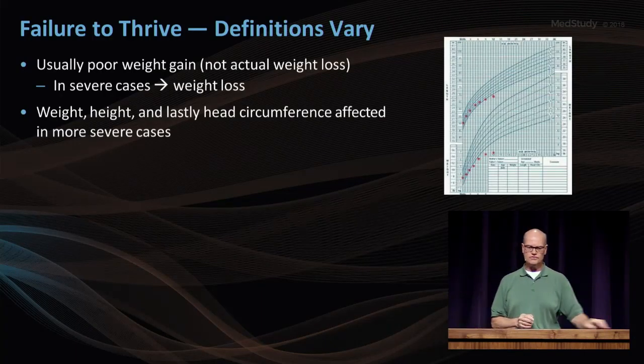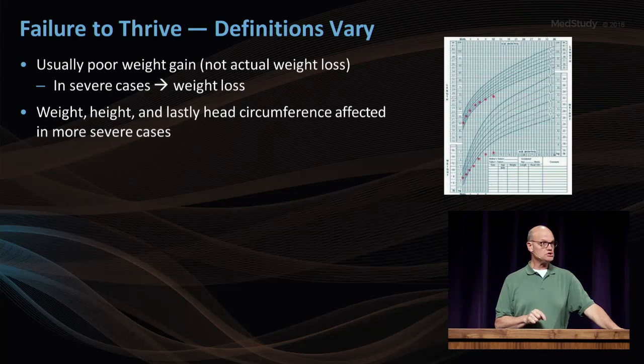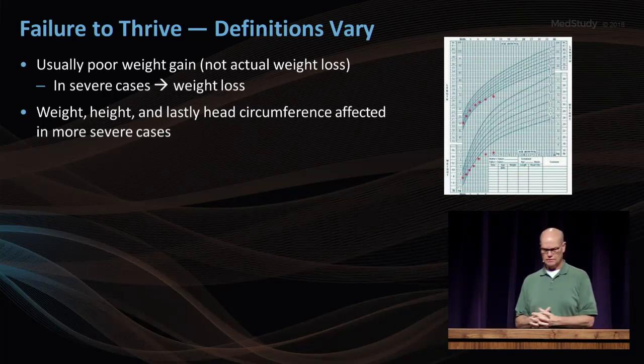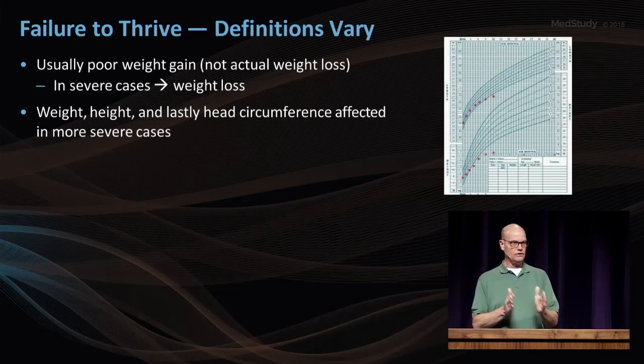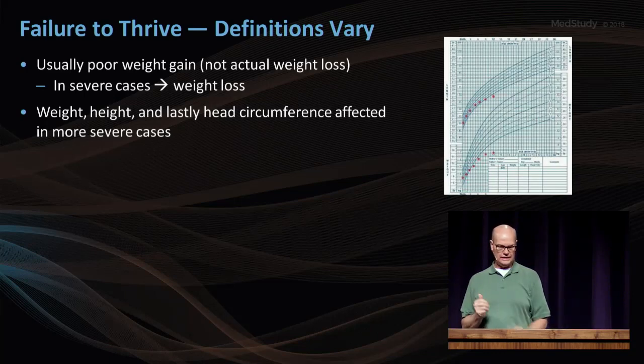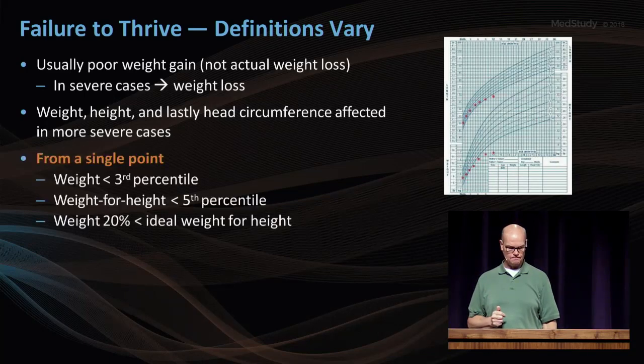So definitions vary. Usually it's poor weight gain, not so much actual weight loss, except in severe cases. And weight is affected first, then height, and lastly, head circumference. So this would be considered a caloric issue, and therefore weight first, then height, and finally head circumference.